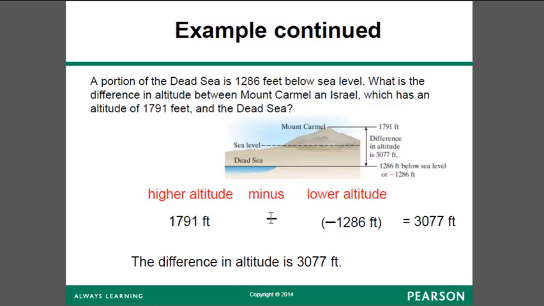1,791 plus 1,286 feet for a total of 3,077 feet. The difference between these altitudes is 3,077 feet. Because what I'm doing is I'm coming from the Dead Sea up to sea level, which is 1,286 feet, and then going another 1,791 feet up to Mount Carmel. So I'm adding the two places.